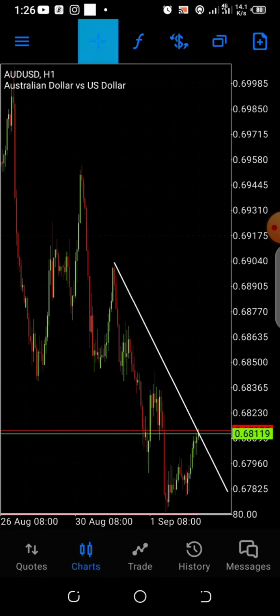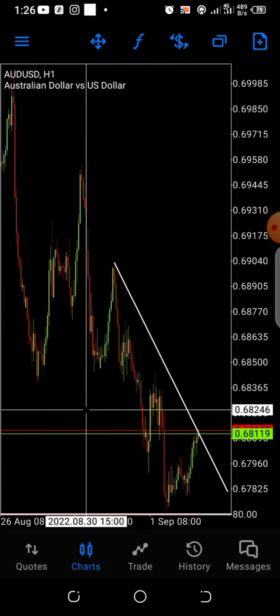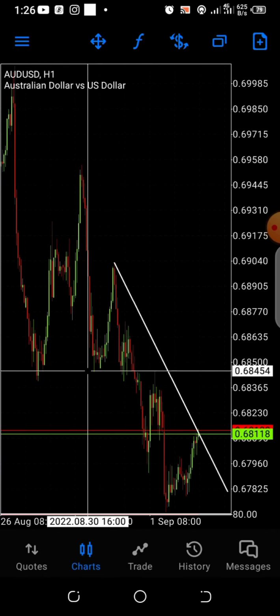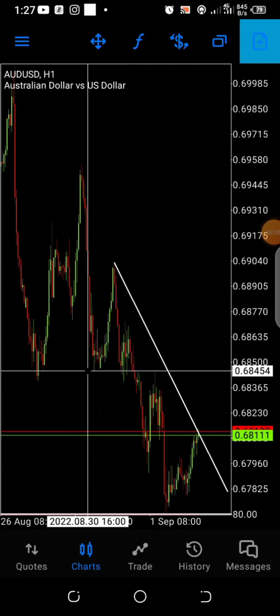So I'm going to be setting my sell limit around here. There is one liquidity level here, and another liquidity level here. So sell limits can be here and sell limits can be here. I'm going to set the sell limit here around 68454. Sell limit 68454.